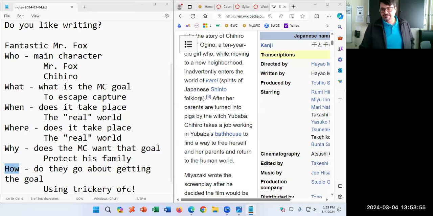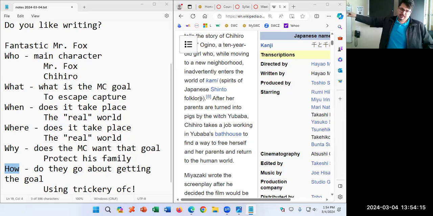In the when of one of these, I guess that's Wall-E, the world is dead. If you think about how sad that is, but the world is dead, that's in the when, sometime in the future. What, to escape capture? I guess that's Mr. Fox. Like that. Okay. So now, when you all responded, good. Now respond on the how.